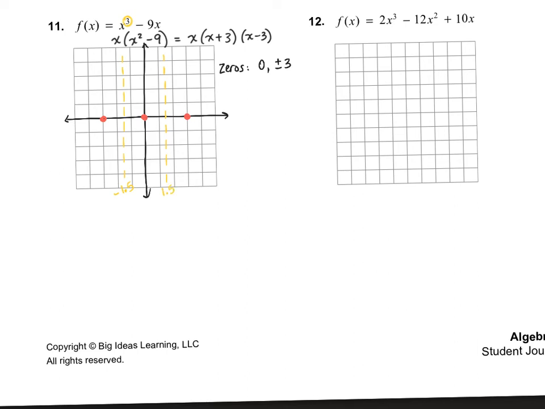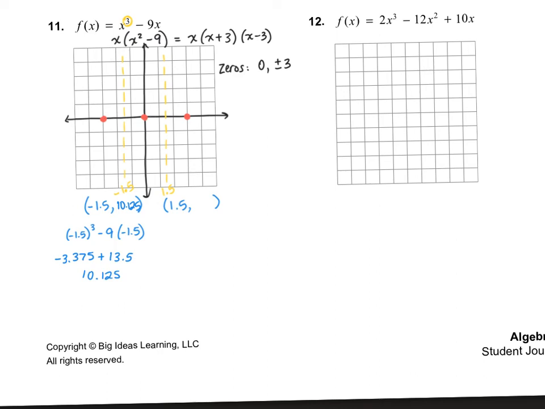So what that means is that the vertex here will have negative 1.5 comma something, and this vertex will have positive 1.5 comma something. So what remains is that we need to plug in those two x's to find out what our y's are, and that will tell us our vertices. All right, so I'm going to plug in negative 1.5 to the power of 3 minus 9 times negative 1.5. And I'm going to simplify that, and I end up getting 10.125. So that means that we need to go up to 10.